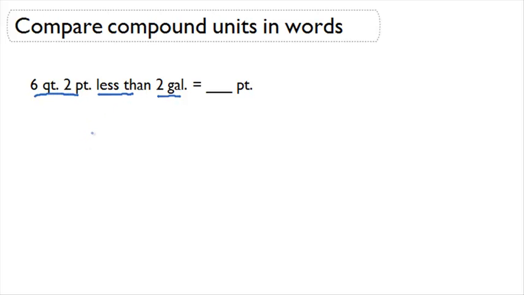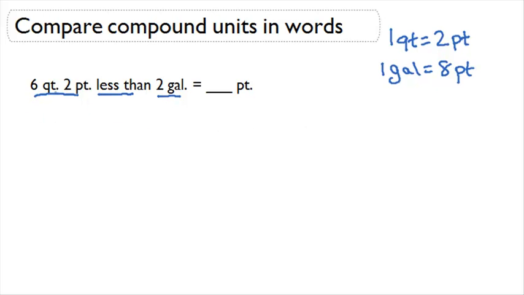Now, in order to do this, we're going to want to get everything into the same unit. Our units that we're using here are quarts, pints, and gallons. So in order to get this all into the smallest unit that we're using, we're going to put everything into pints. Now we're going to need some formulas to do this. We need to know that 1 quart is equal to 2 pints, and that 1 gallon is equal to 8 pints.